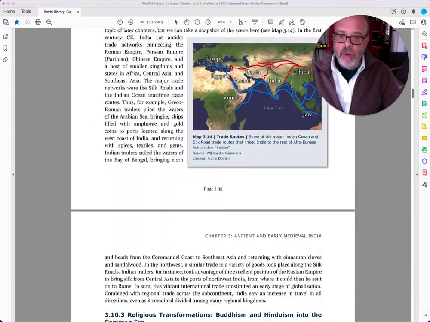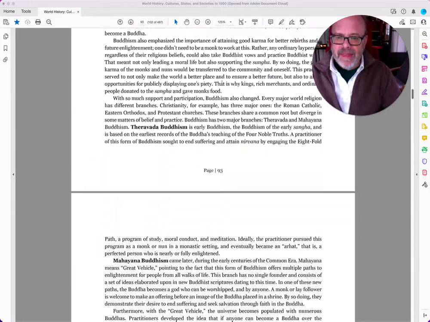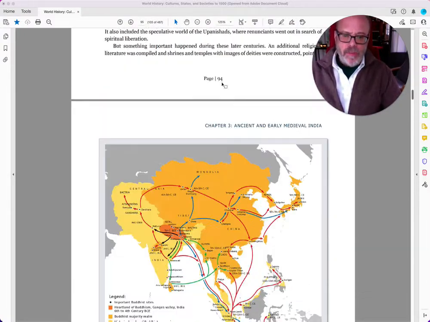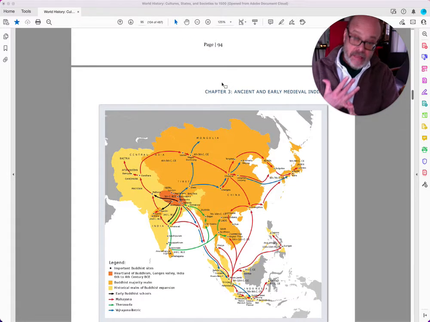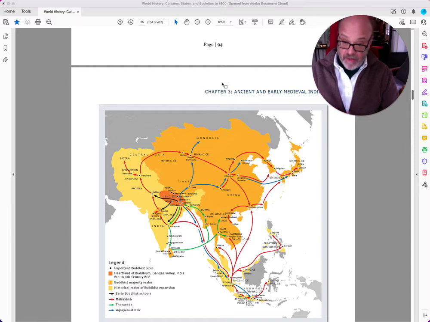Let me just go through the rest of the chapter real quick. I think that's about it. So those are the biggies. The takeaways: know where India's at, South Asia. Know that Buddhism and Hinduism came out of India, and be familiar with the caste system. And also read the article about the caste system and COVID that I posted, and you should be all set.